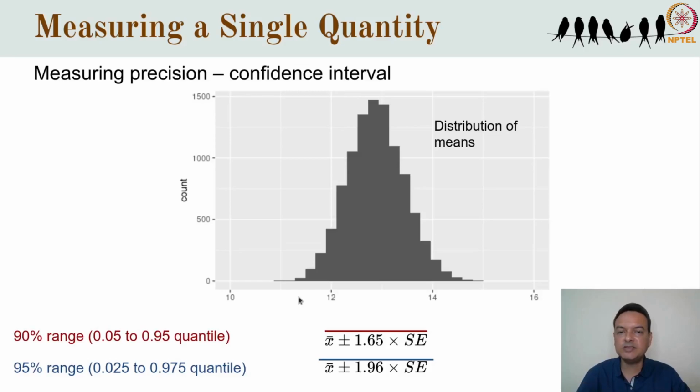Now, where do 1.65 and 1.96 come from? Where do these multipliers come from? They come from the properties of a particular specific distribution called the normal distribution. And it's only for a normal distribution that these properties hold.